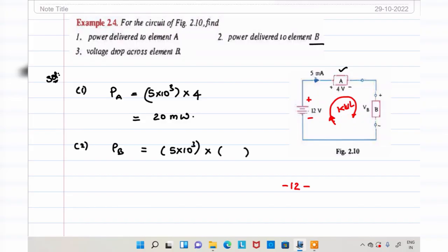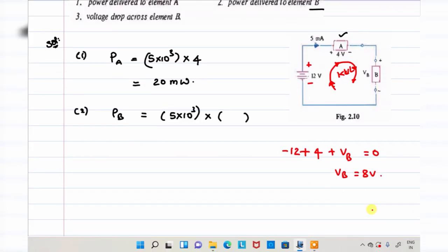I will follow one convention throughout my explanation, throughout all 39 chapters. Negative to positive: the negative terminal, arrow entering, so minus. Here the positive terminal, arrow entering, so plus 4. Here plus terminal, arrow entering, that means plus VB is equal to 0. From that, VB is equal to 8 volt. Okay, clear? This is one of the conventions.